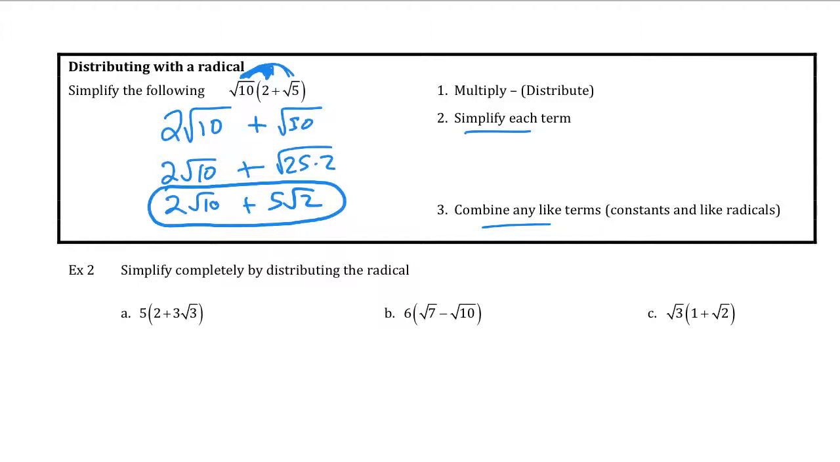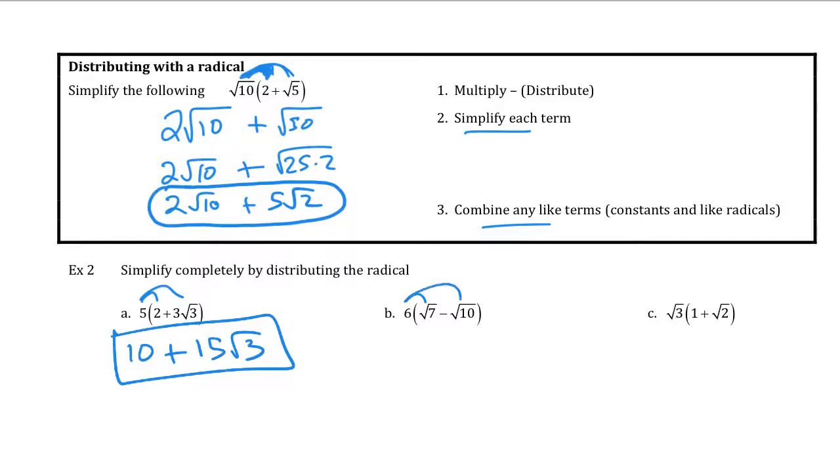Example 2a. I'm going to distribute the 5. Notice the difference here is there's a plus sign. Unlike the previous page, these problems have addition or subtraction in them. That's how you know to do them differently. So I get 10 plus 5 times 3 root 3. My outside numbers are 5 times 3 is 15 root 3. Nothing to combine, nothing to simplify. I'm done.